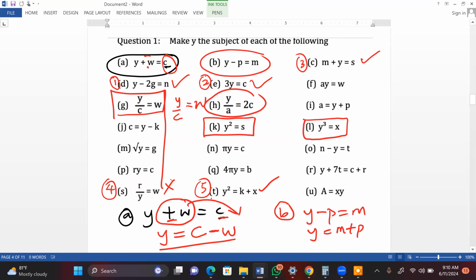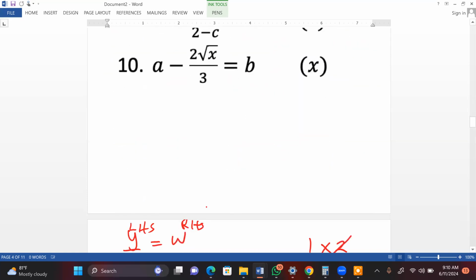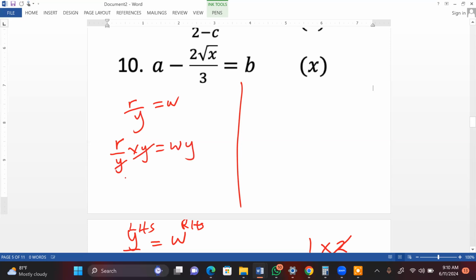I'm going to do the same process. R over y equals w. So what you are going to do is very simple. First, remove the fraction by multiplying both sides by y. That's r over y times y equals wy. We cancel y, so we have r equals wy.